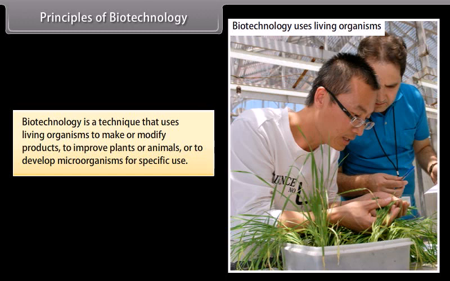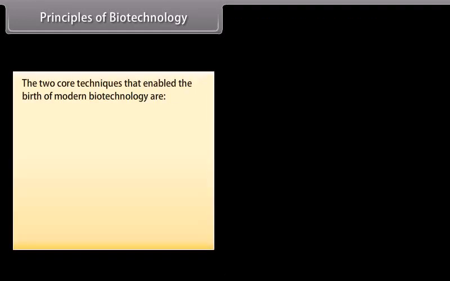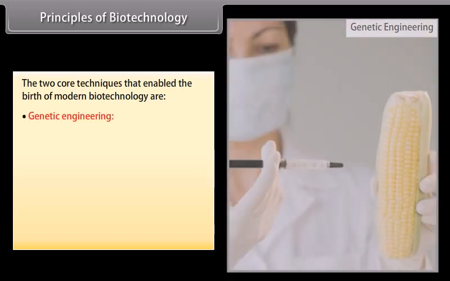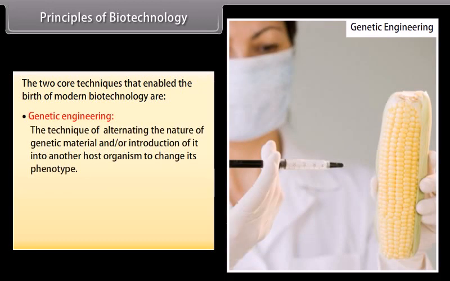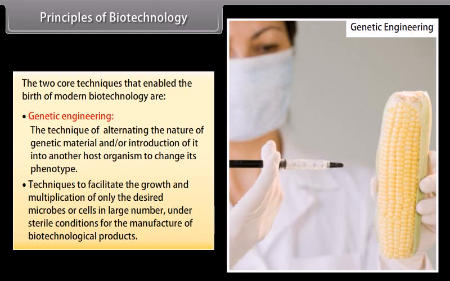Principles of biotechnology. Biotechnology is a technique that uses living organisms to make or modify products to improve plants or animals or to develop microorganisms for a specific use. The two core techniques that enabled the birth of modern biotechnology are genetic engineering, the technique of altering the nature of genetic material and/or introduction of it into another host organism to change its phenotype. And techniques to facilitate the growth and multiplication of only the desired microbes or cells in large number under sterile conditions for the manufacture of biotechnological products.